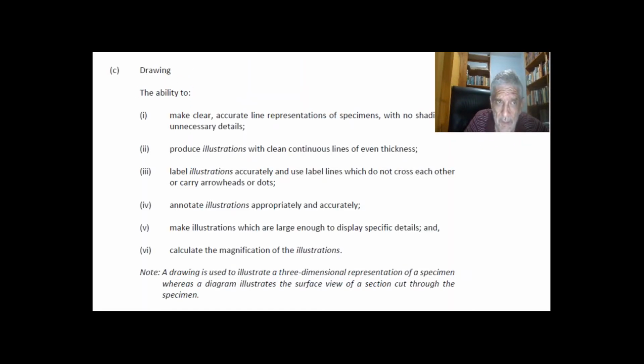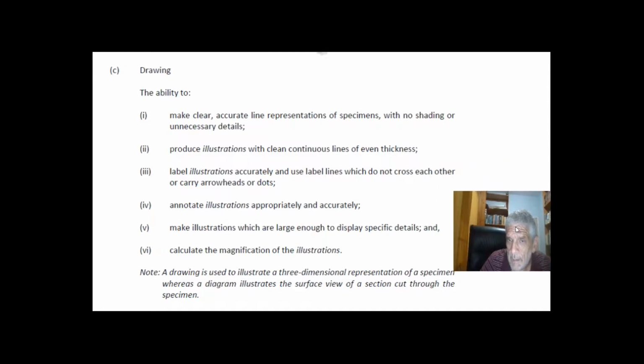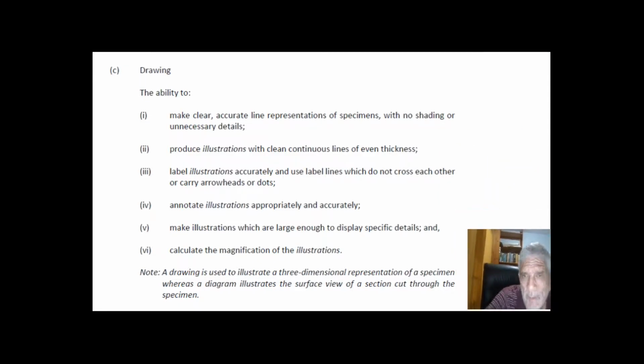M and M, of course. The drawing one is important because this is what we're going to use to form the mark scheme for drawing. Make clear, accurate line representation of specimens with no shading or unnecessary detail. So normally when you make drawings, you just do line representations and don't bother doing any cells or that kind of thing. We'll encounter that very soon.